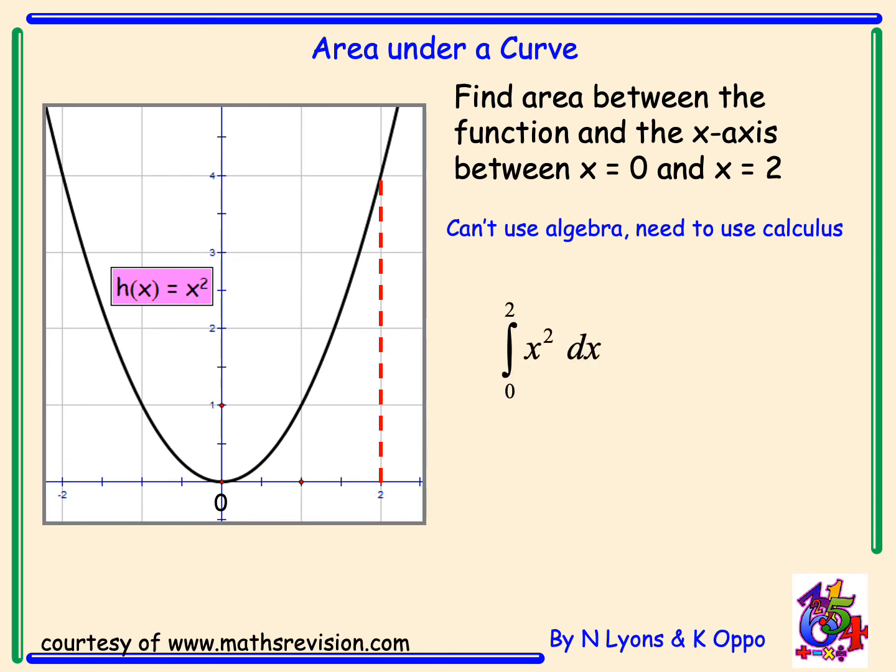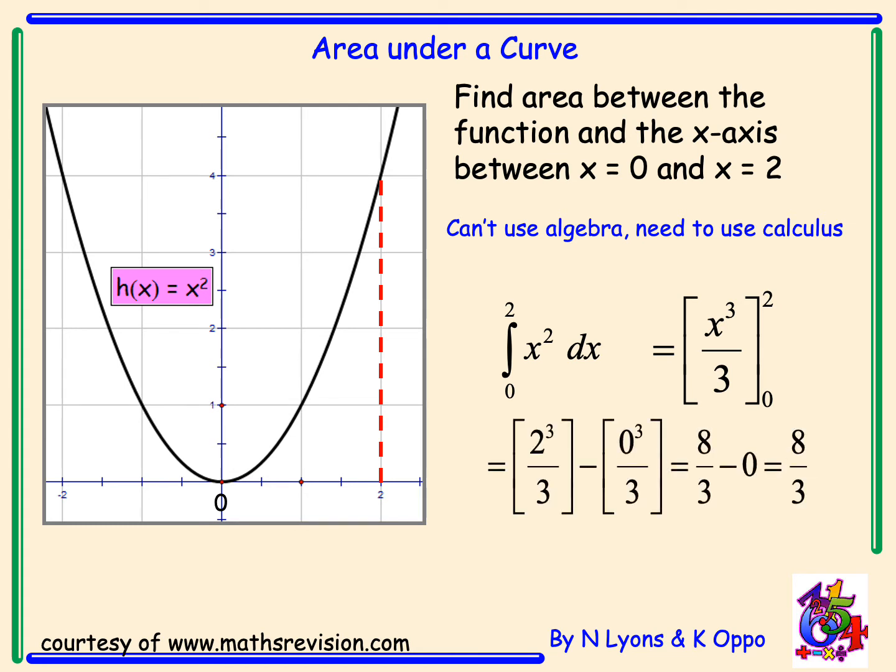So the area equals the integral from 0 to 2 of x squared with respect to x. Integrating, I get a third x cubed from 0 to 2. Sub in your limits and evaluate, and that tells me the area equals 8 over 3 square units.